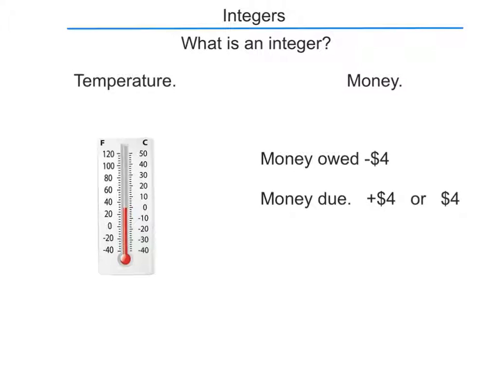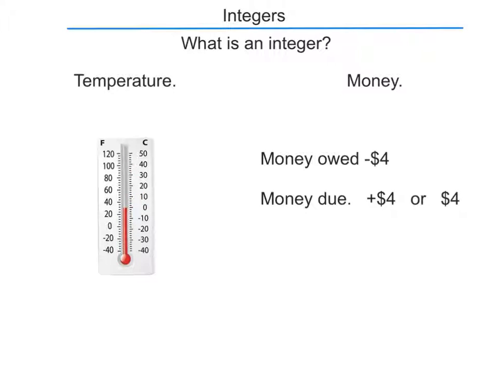An integer is a number that can be either positive or negative, and we have them in real life in many situations. Here's a couple of examples. First of all, temperature. Everybody's used to the idea that temperature can be above zero or below zero. To show a temperature below zero, we put a negative sign in front of it. To show a temperature above zero, it's positive, but we don't bother with the positive sign.